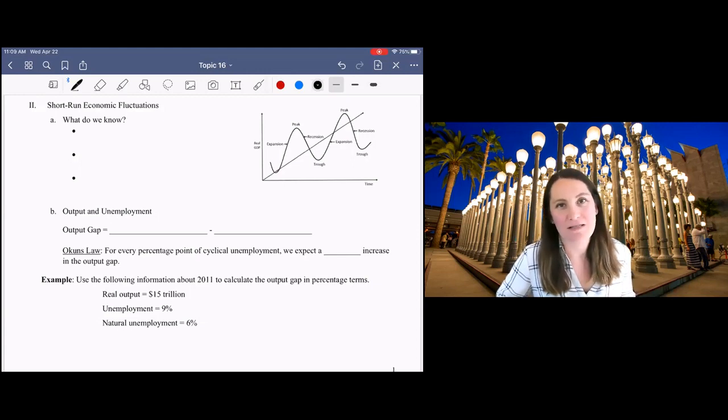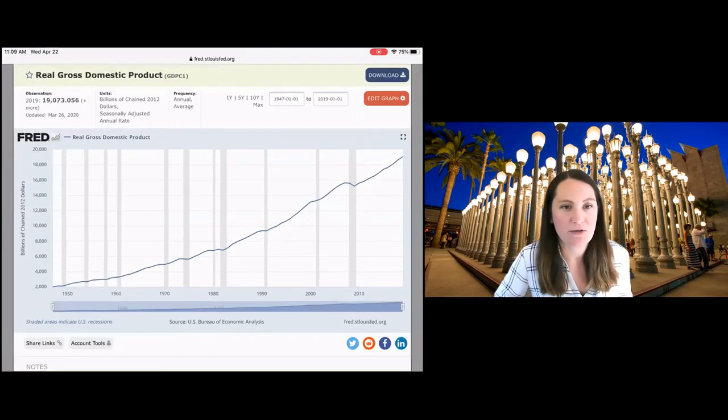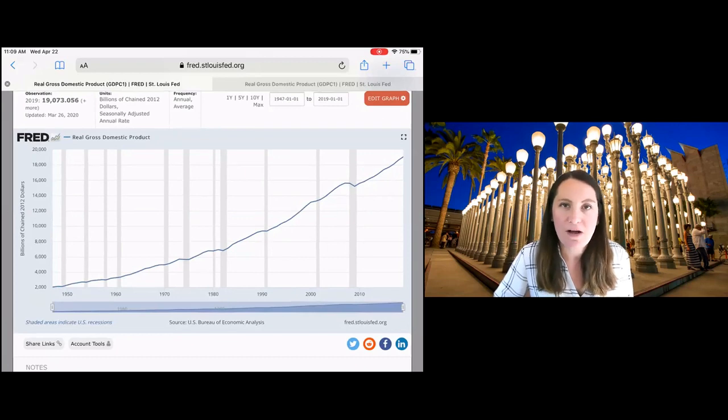The main focus of this topic is going to be understanding short-run economic fluctuations. Before we dive into these notes, I want to just start by showing you some data about economic fluctuations. So here I've gone to FRED and I've just pulled up real GDP for the United States.